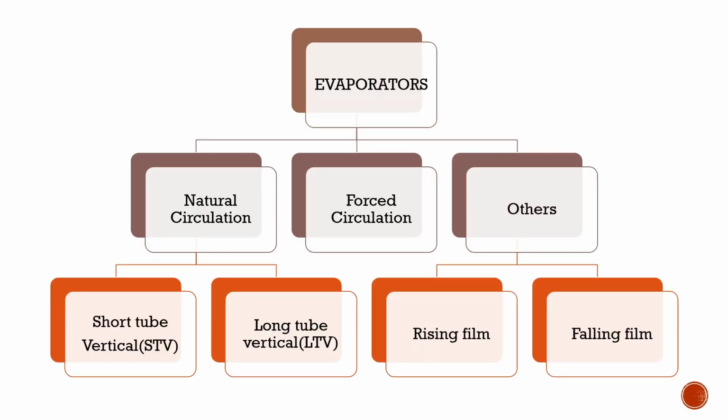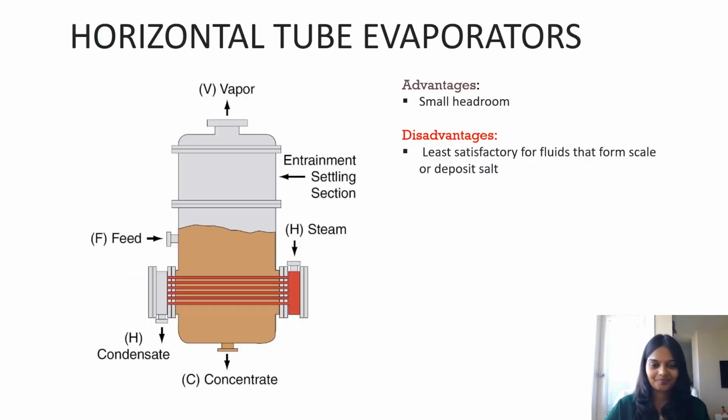Evaporators can be classified as natural circulation, forced circulation, and others, based on the flow of the liquid. Natural circulation can be further classified as short tube and long tube vertical, whereas others can be classified as rising film and falling film. Clean fluids are generally preferred for natural circulation. When you have highly viscous or suspended fluids, or ones that scale, we can go for forced circulation.